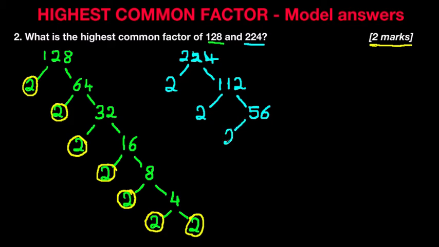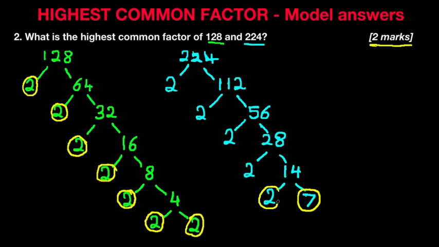Divided by 2, that becomes 28. And we keep going. Divided by 2, another even number, that becomes 14. 14, we can divide this by 2, and get 7. Now you will notice that 7 is a prime number. So we've reached the end of the factor tree. Let's circle all of the prime factors.